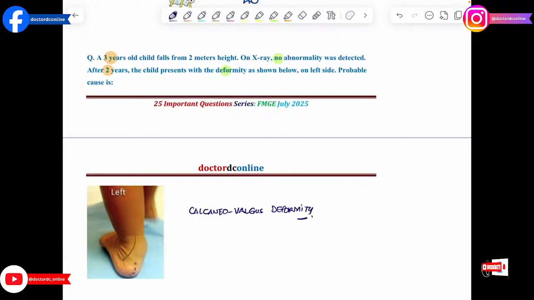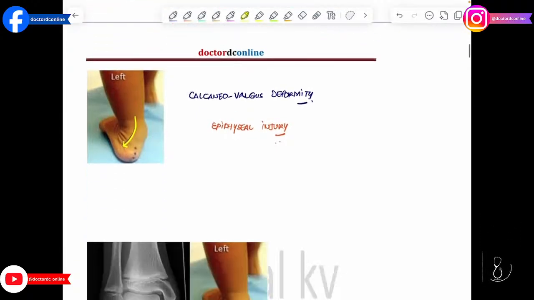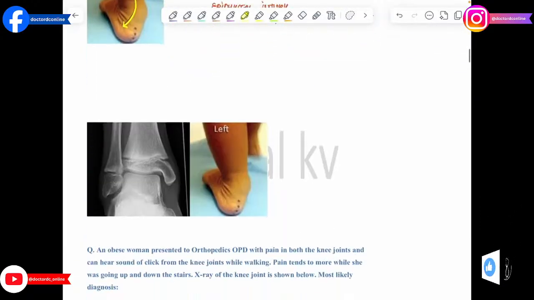Now in cases of children, there might be a possibility of epiphyseal injury which may be missed on initial x-rays, but later on, as the child grows up, he might come up with some deformity. So in the given case it is calcaneovalgus deformity.